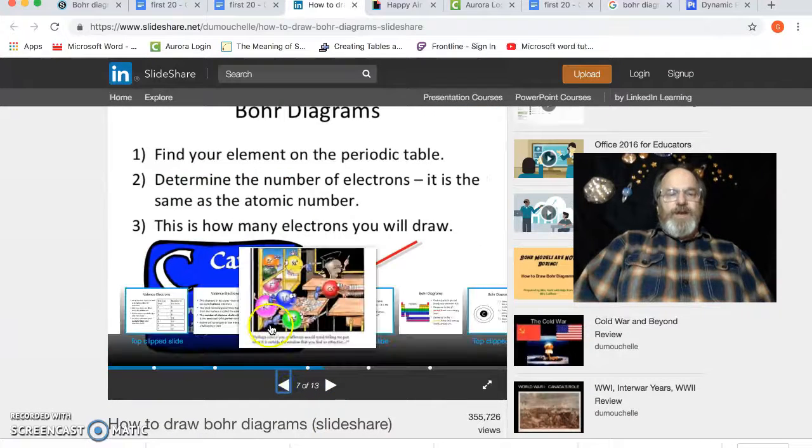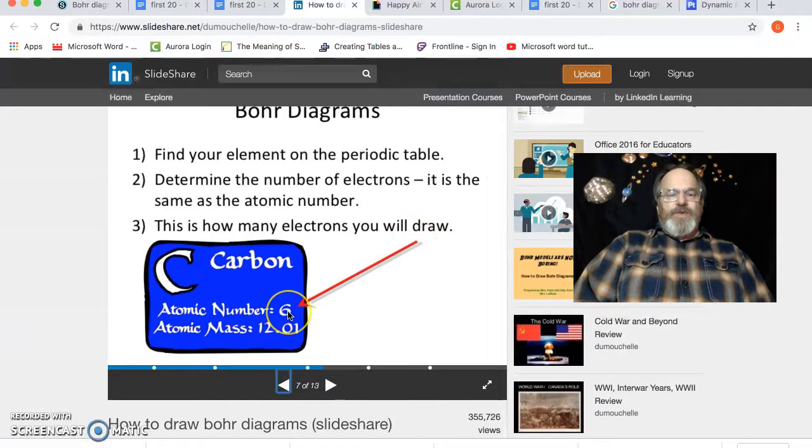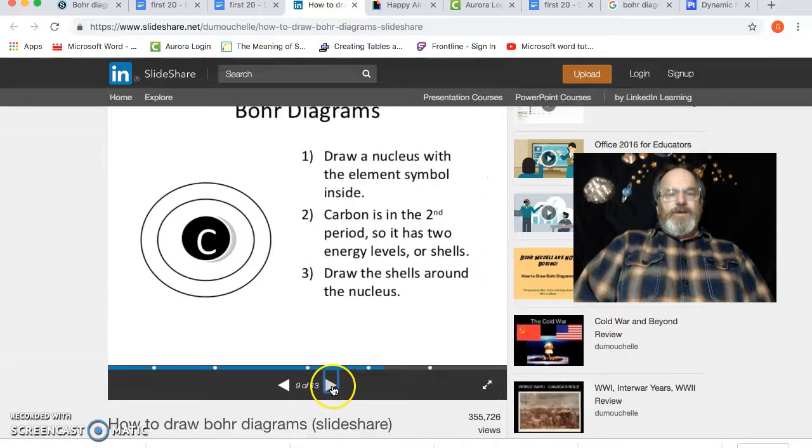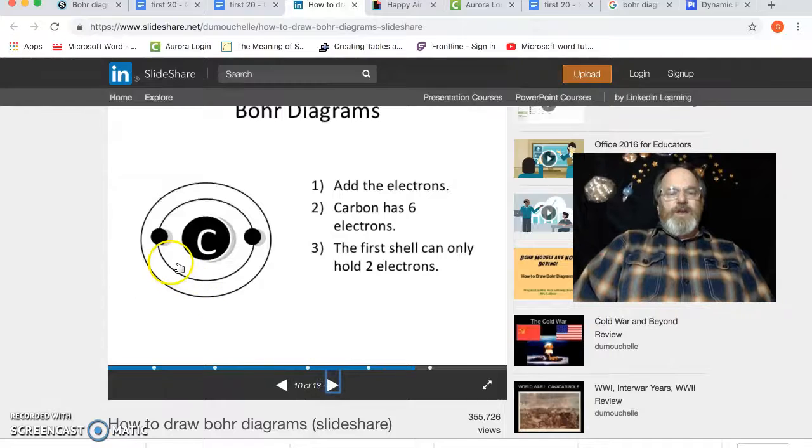Let's go back here. Carbon, it shows you atomic number 6. This is how many electrons you will draw. Okay, number of electrons is the same as the atomic number, just as it is with protons. Here's carbon. So it says draw a nucleus with the element symbol. Carbon is in the second period, so it has 2 energy levels or shells. Okay, so we've drawn the 2 shells. The first shell, as we know, can only hold 2.